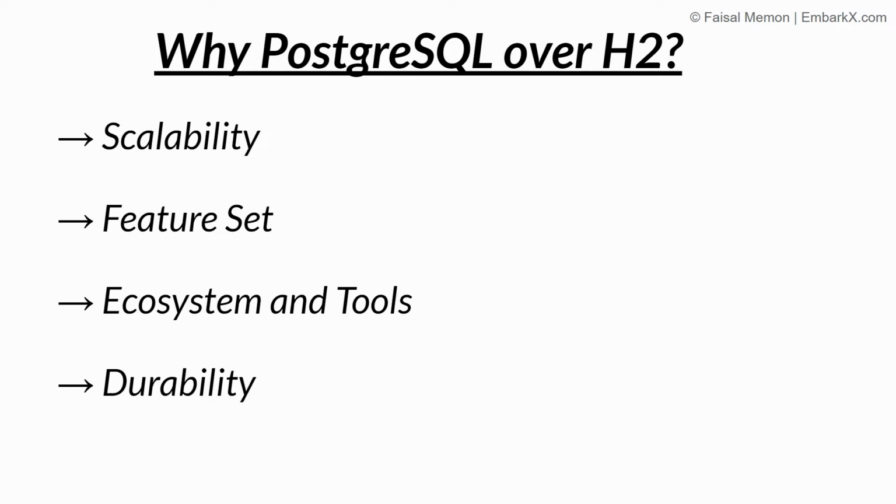Durability. I would say PostgreSQL is much more durable and it is often the best choice for production grade environments due to its durability and robustness, while H2 is the best choice for development and testing for a quick start.